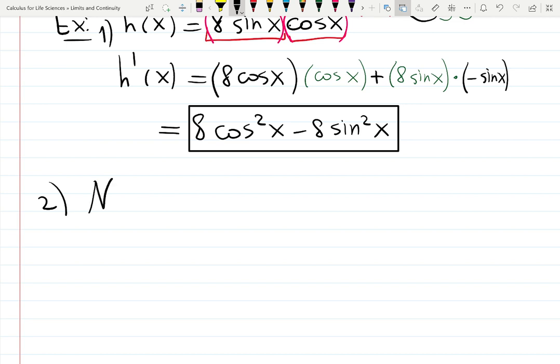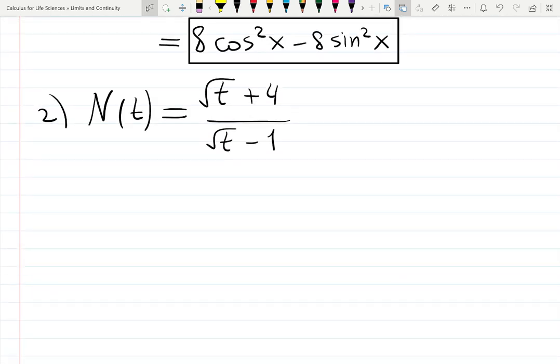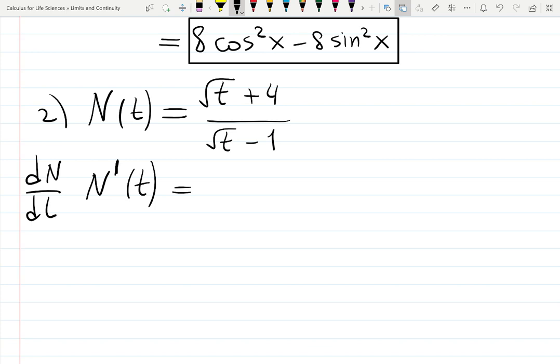Two. Let's do quotient rule, and let's call it, what name do you want to call it? N. Why not? N of t. And it's going to be square root of t plus 4 over square root of t minus 1. This is the quotient. Quotient means fraction. That's the quotient rule. N prime of t. Prime means derivative. The same notation you can write down dn over dt. That is the same thing, just for you to know. It means derivative of n with respect to t.